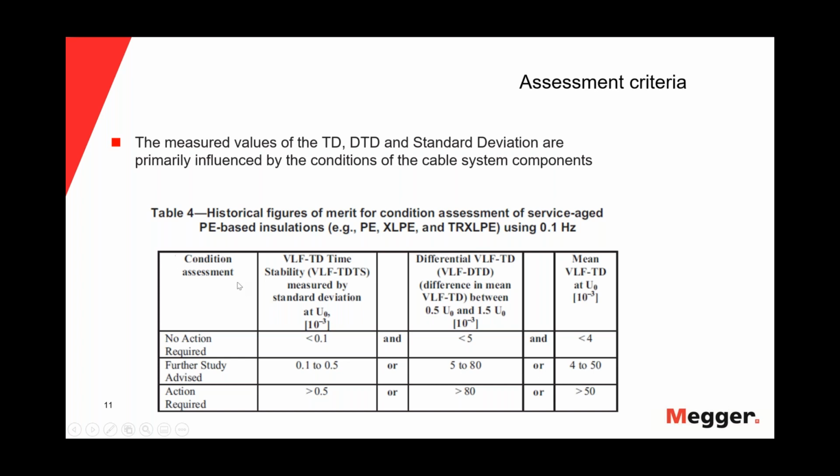As you see here on the left is condition assessment: no action required, further study advised, and action required. This is actually backwards from what we've shown, but this will be the first slide. Mean VLF TD at operating voltage less than 4 is no action required; 4 to 50, further study advised; greater than 50, action required. This would be our DTD, the difference in mean at 0.5 to 1.5: less than 5, no action; 5 to 80, further study advised; greater than 80, action required.